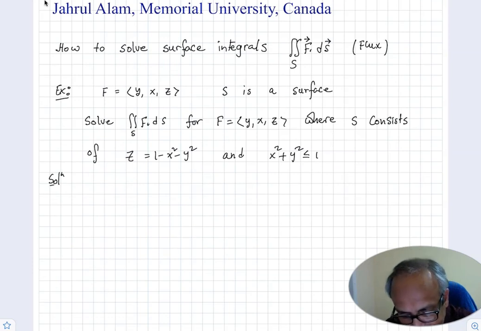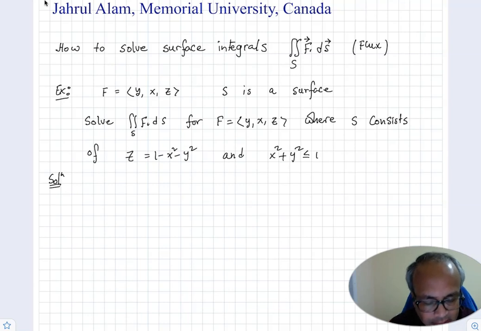So let's first interpret what this S is. S has two parts. One part is z equals 1 minus x square minus y square, which is a paraboloid going down. The vertex of the paraboloid is at z equal to 1, and it is going down. It intersects z equal to 0. The intersection of the paraboloid with z equal to 0 is the unit disk x square plus y square less than or equal to 1.